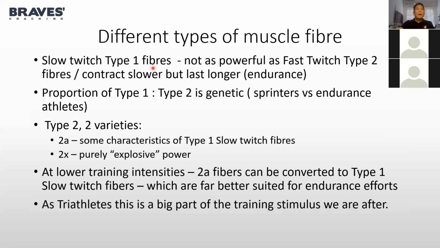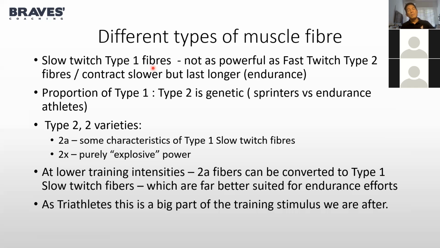The thing is, there are two types of type 2, so two types of fast twitch fibers. Type 2A show some of the characteristics of type 1 fibers, which are the slow twitch, which is what we want. And type 2X are purely explosive power. The interesting thing is that at lower intensities, the 2A fibers can be converted to type 1 slow twitch fibers, or the characteristics start to resemble how slow twitch fibers perform.